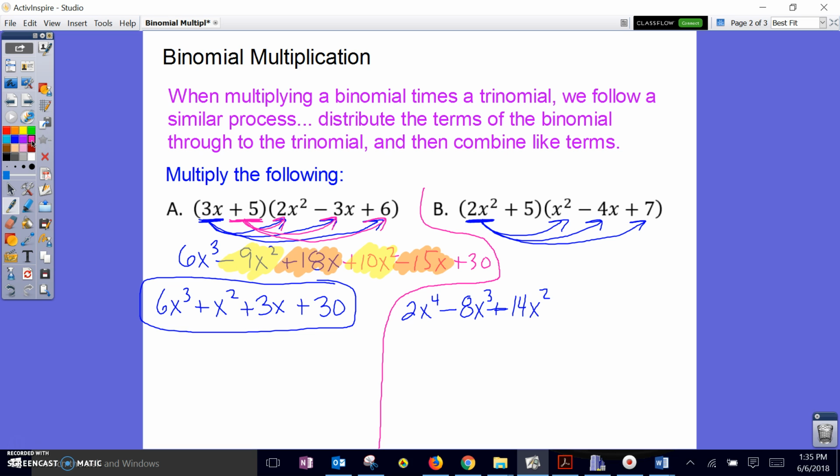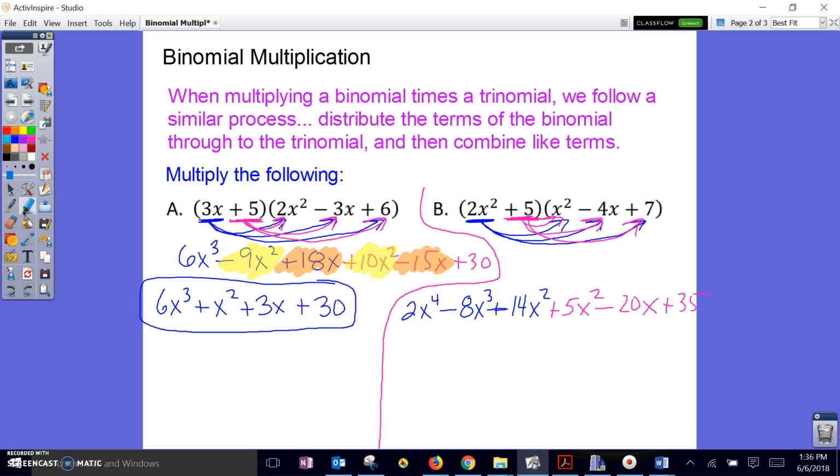And then I'll do the same with the second term. I'll take that plus 5 and distribute it through all three terms of the second polynomial. Plus 5 times x squared gives me a plus 5x squared. Plus 5 times a minus 4x gives me a minus 20x. And plus 5 times plus 7 gives me a plus 35.